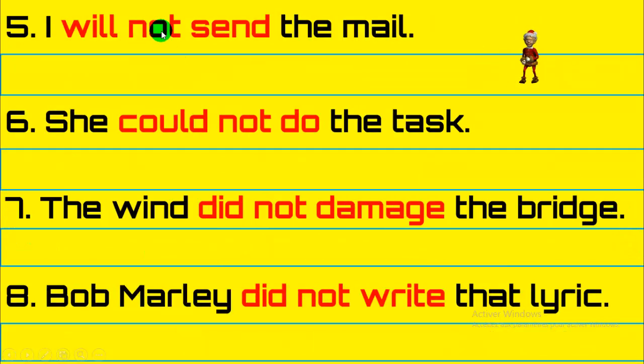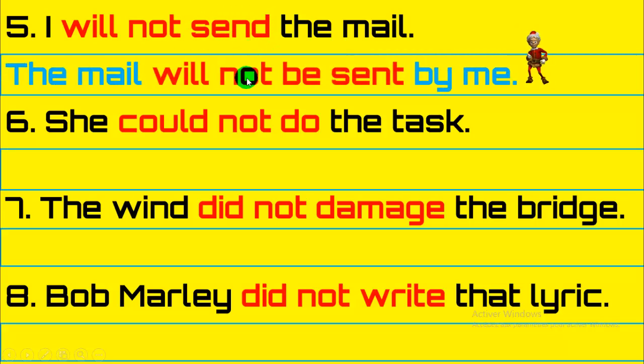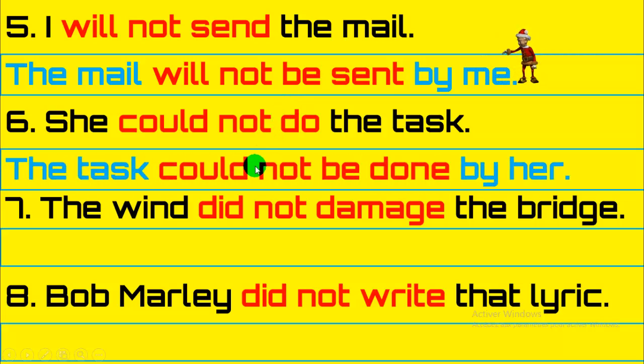I will not send the mail. Will not send, what tense is the verb send? The future, in the negative form. Future negative form, what do we have here? The mail will not be sent by me. She could not do the task. Here, to do is in the conditional negative form. To be, conditional negative form, could not be done. The task could not be done by her.